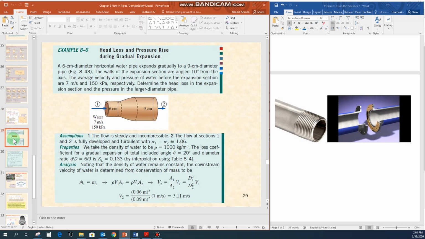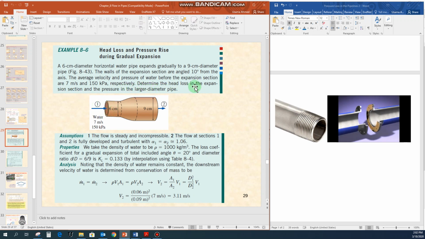Now let us solve this example here. The head loss and the pressure rise during gradual expansion. A 6 centimeter diameter horizontal water pipe expands gradually to a 9 centimeter diameter pipe as shown in the figure, and the walls of the expansion section are angled 10 degrees from the axis. The average velocity and pressure of the water before the expansion section are 7 meter per second and 150 kilopascal respectively. Determine the head loss in the expansion section and the pressure in the larger diameter pipeline.